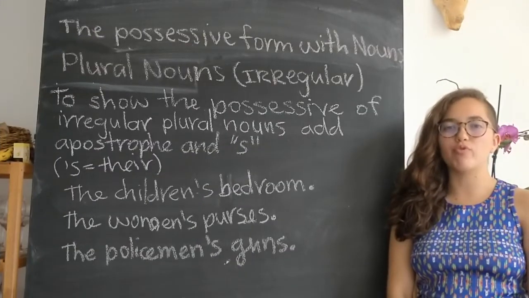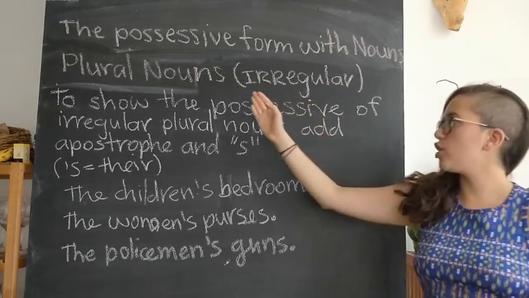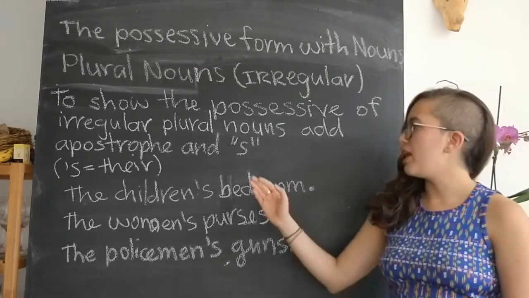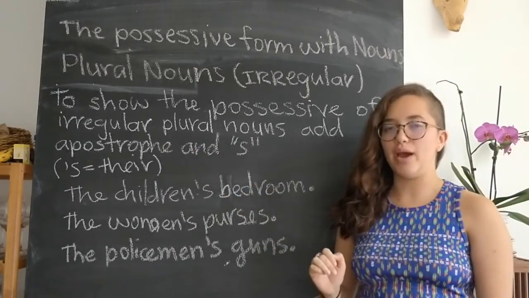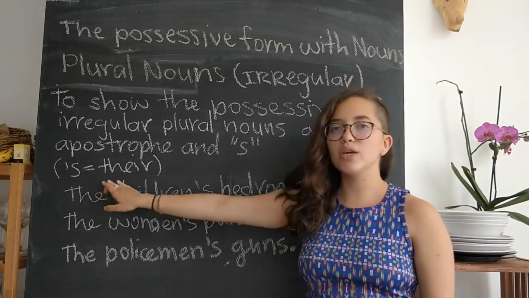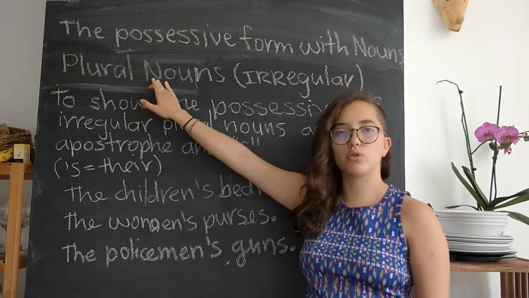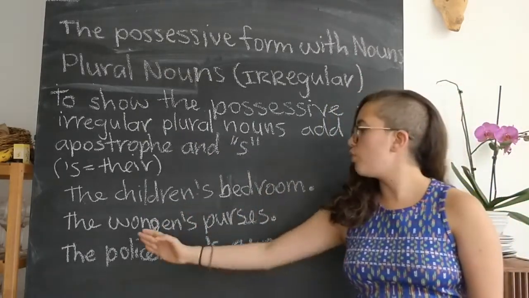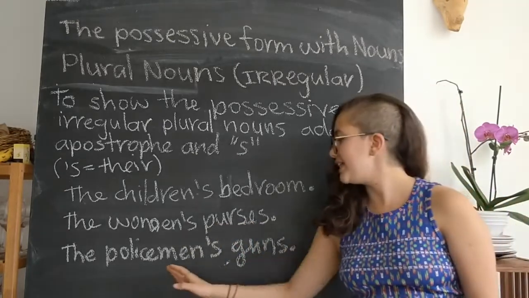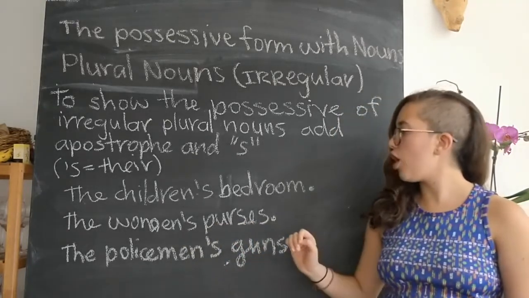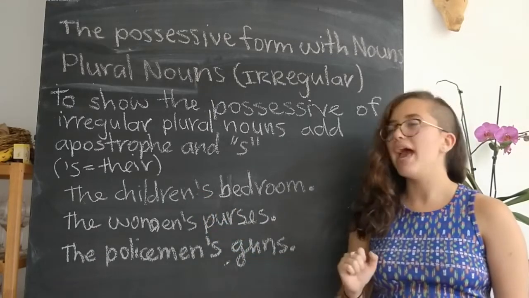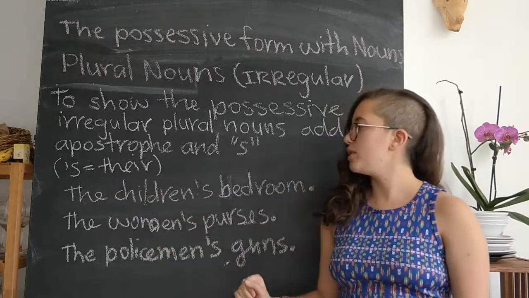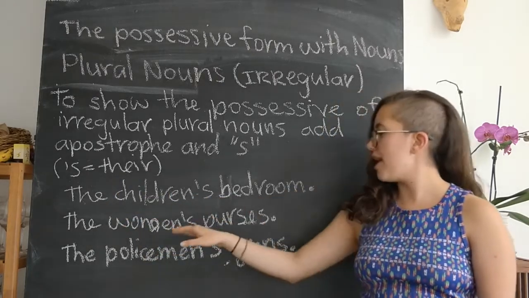Now the last way of writing possessives is with irregular plural nouns. Now with irregular plural nouns, you add both an apostrophe and s. Now remember, apostrophe s is equal to their when talking about plural nouns. So we would say the children's bedroom, the woman's purses, the policeman's guns. As you can see, all of them end with apostrophe s, and we can replace any of these pronouns with their. So we could say their bedroom or their purses.